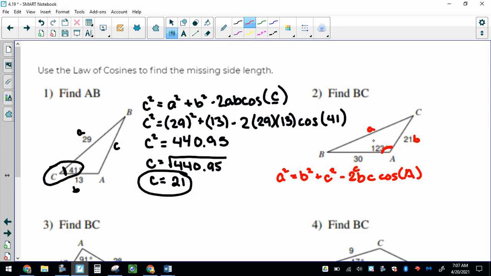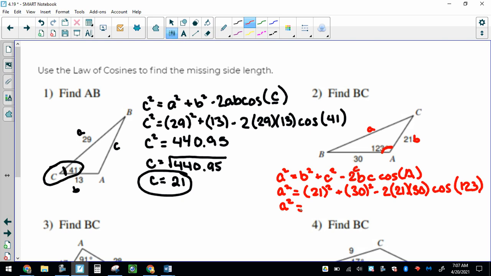And so a whole lot of plug and chug. We don't know what little a is, but I do know that little b is 21. Little c is 30, minus 2bc cosine, and your angle always goes with your trig function, so 123. Now, same deal. All of it is on the same side of the equal sign, so I can type all that in at the same time.